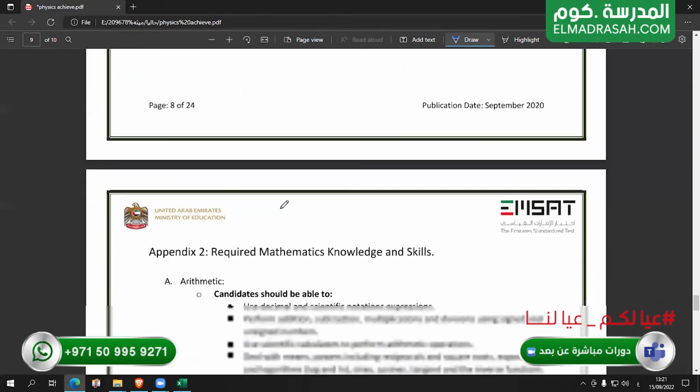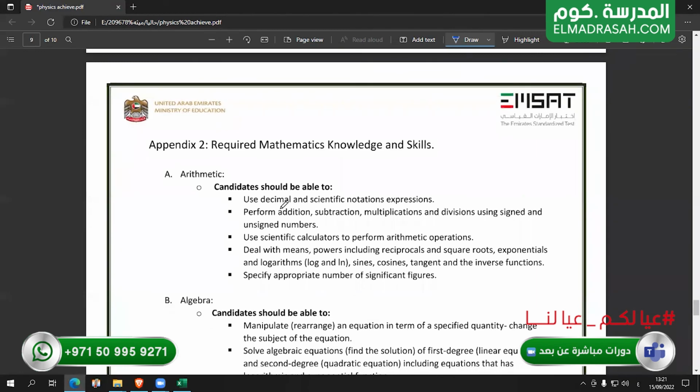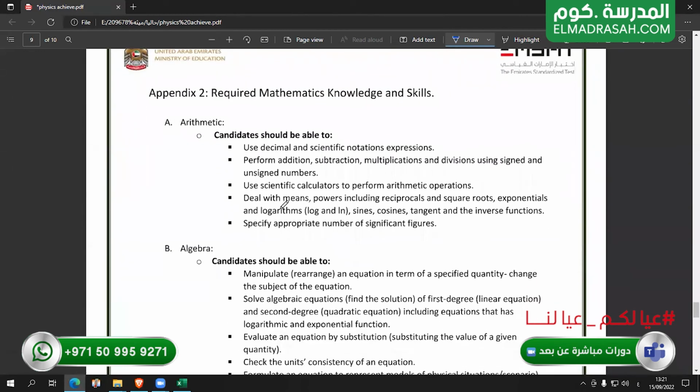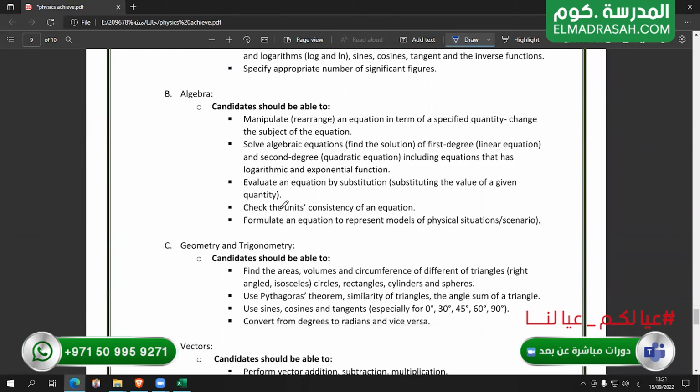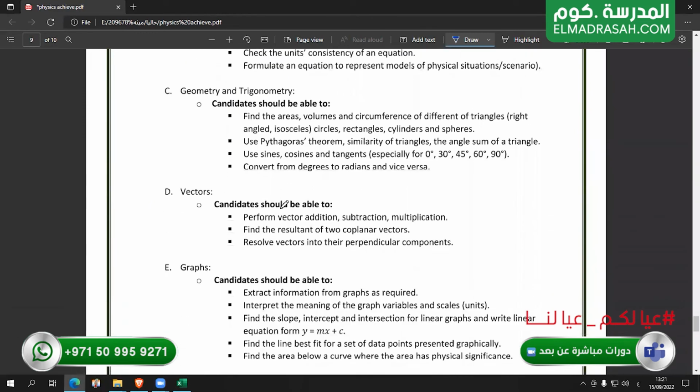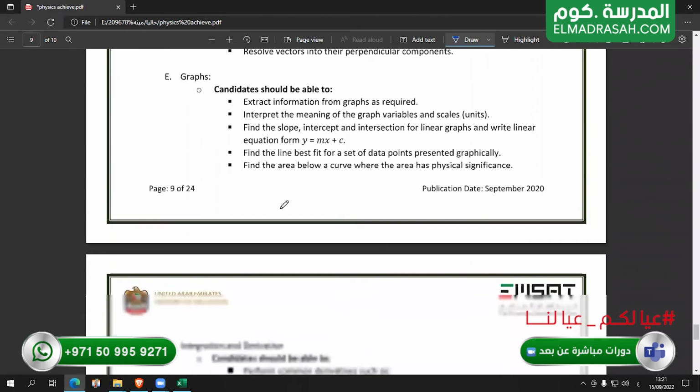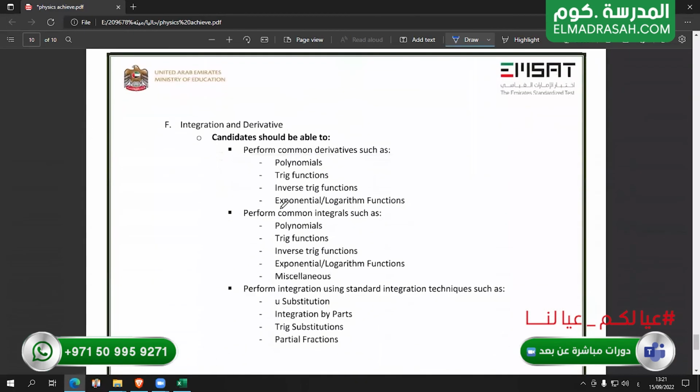To really understand physics, we should also revise some of the mathematics. So we will revise quickly the arithmetic, algebra, geometry and trigonometry, vectors, how to use graphs, and finally the integration and the derivative.